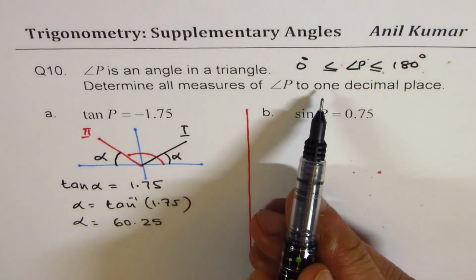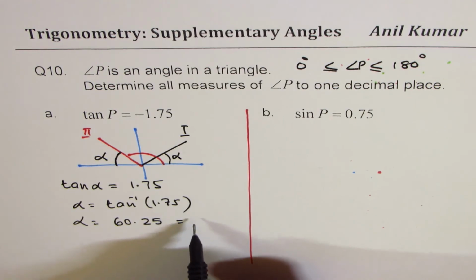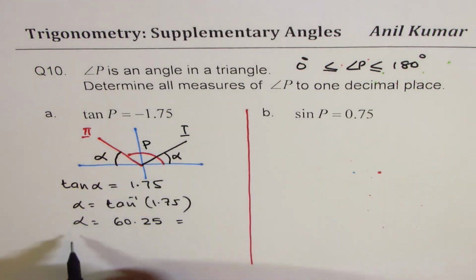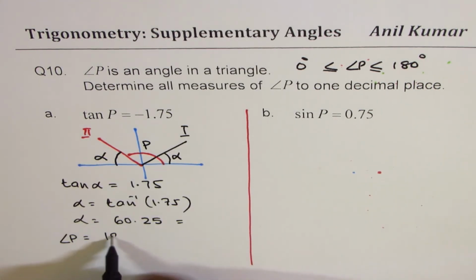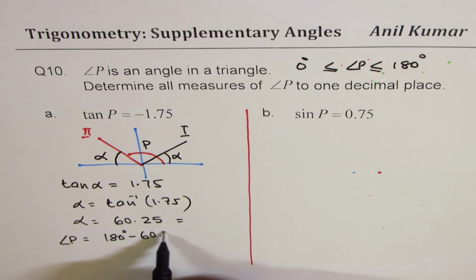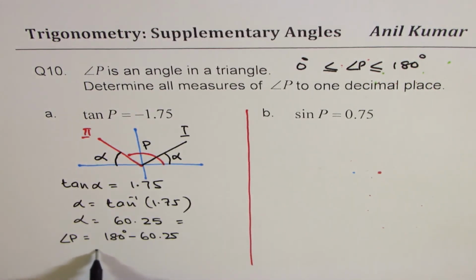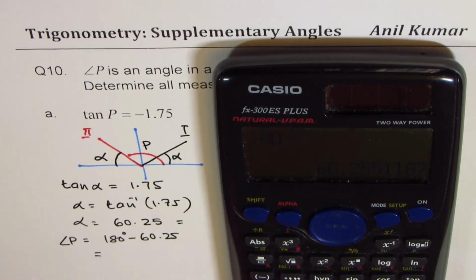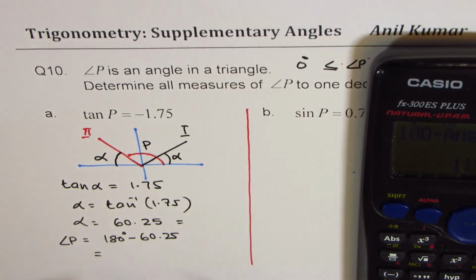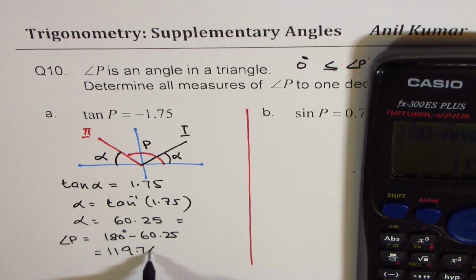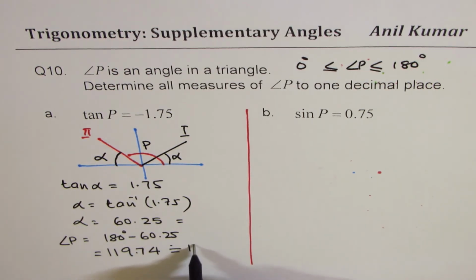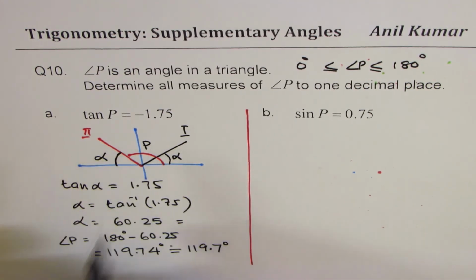Now we have to round to one decimal place. We'll do it later. We can find what angle P is. So the angle P is 180 degrees minus 60.25. So 180 minus our answer gives us 119.74. Rounding to one decimal place, we get 119.7 degrees. Right? So that becomes the angle P.